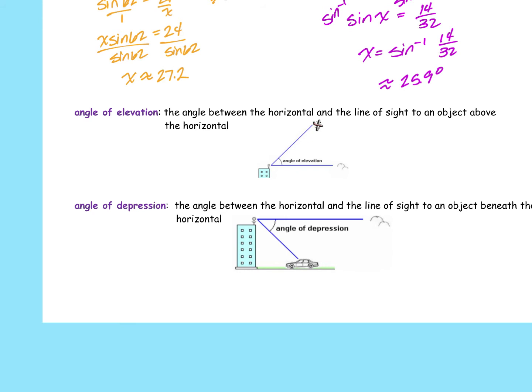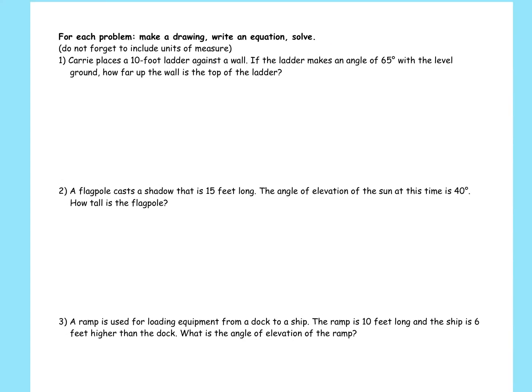So angle of elevation is looking up. Angle of depression is looking down from whatever happens to be my horizontal, whether it be your eyes or the ground. Okay, any questions on those? And I have little pictures to demonstrate. Okay, so here we go.